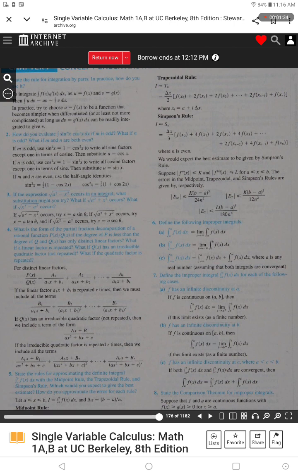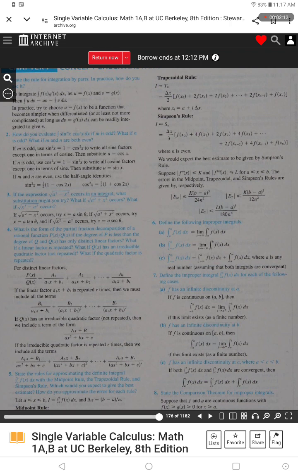If m is odd, we use sine squared x equals 1 minus cosine squared x to write all sine factors except 1 in terms of cosine. Then substitute u equals cosine x. If n is odd, use cosine squared x equals 1 minus sine squared x to write all cosine factors except 1 in terms of sine. Then substitute u equals sine x.